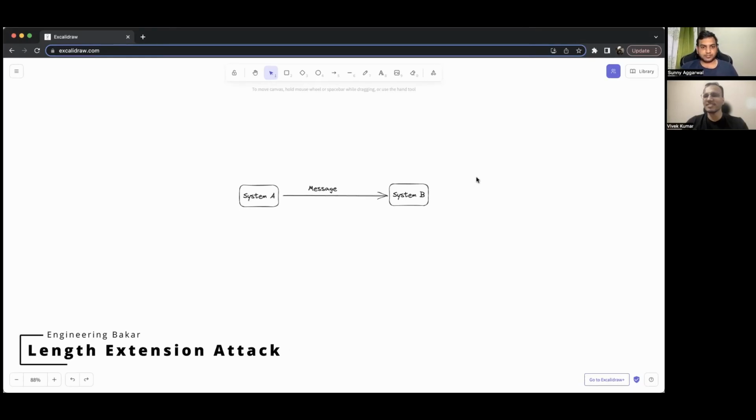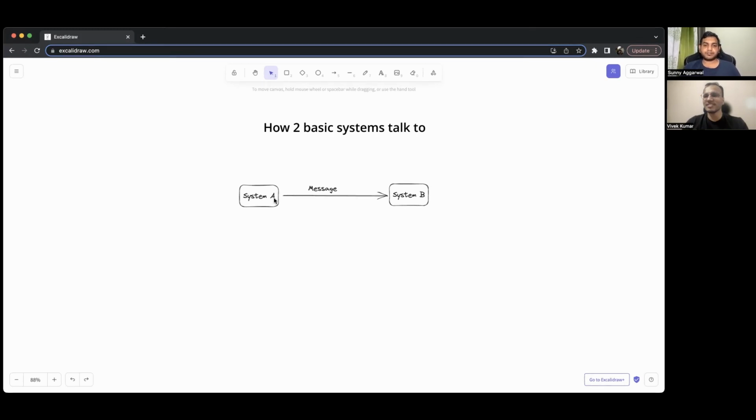In this video, we are going to discuss length extension attacks. Before we get into what a length extension attack is, I'll start with a scenario and then tell you what exactly a length extension attack is. So for our example, we are going to take two systems, system A and system B, who are interacting with each other and sending messages.